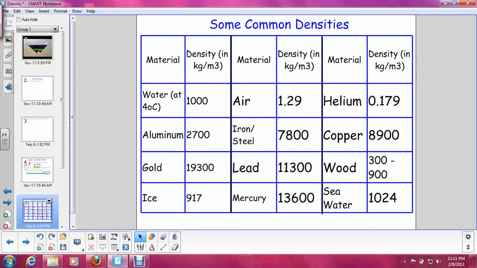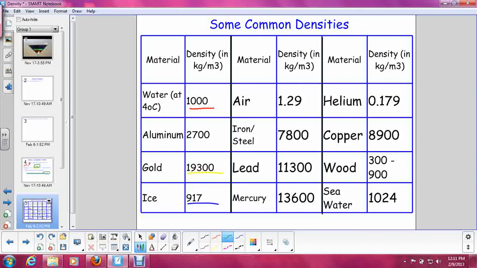So these are some common densities. We know that water has a density of 1,000 kilograms per cubic meter. And gold is much more dense than water. If we had a cubic meter of gold, it would have a mass of 19,300 kilograms. Something that's really interesting is that when water freezes and becomes ice, it becomes less dense. Which is very strange, because when most objects go from a liquid to a solid, they become more dense. Ice is weird in this way.